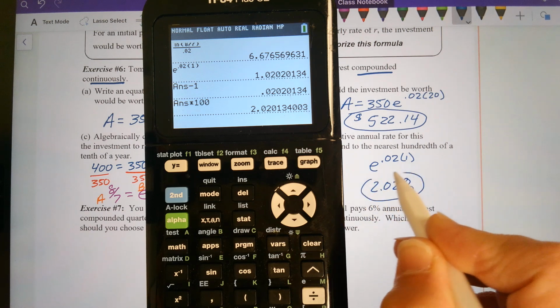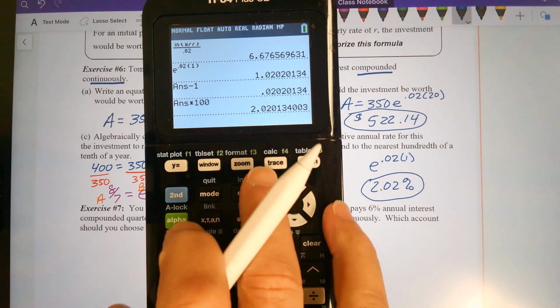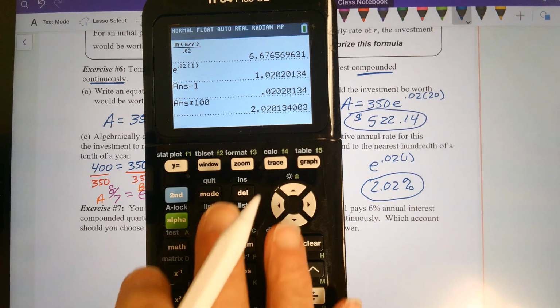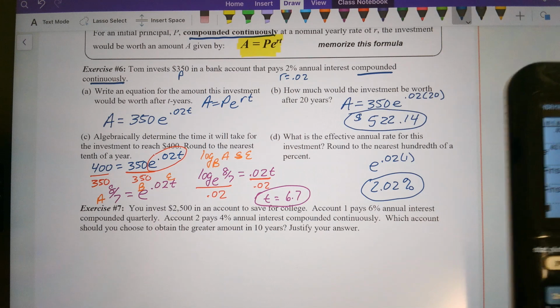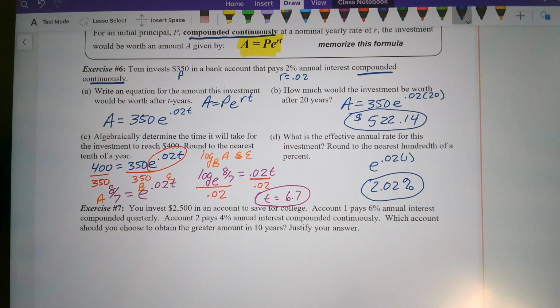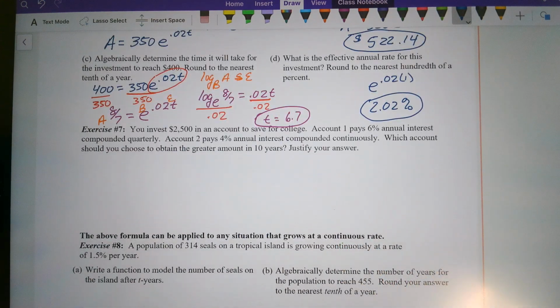Again, it's so important that you have your calculator and you are keying in everything into your own calculator as I'm doing into mine. You're not just watching me. If you're just watching me, you're going to have a hard time on any test or quiz or the classwork tomorrow and the next day.